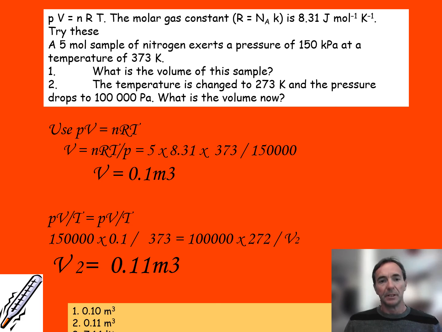And here they are. So you've got PV equals nRT, so 0.1 cubic meters, and then the next one, of course, is that the temperature changed to 273 and the pressure drops. Therefore, you've got a slightly larger volume.